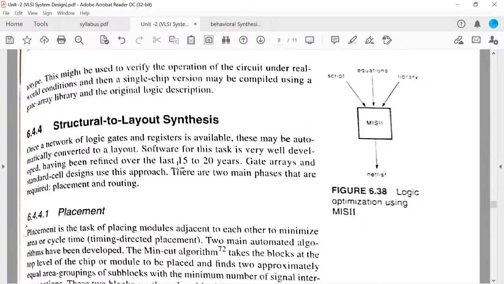Okay, now the fourth level of synthesis is structural to layout synthesis.